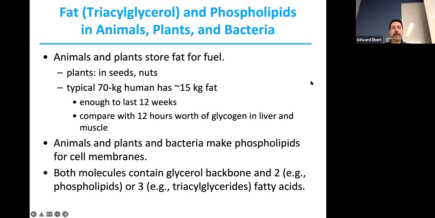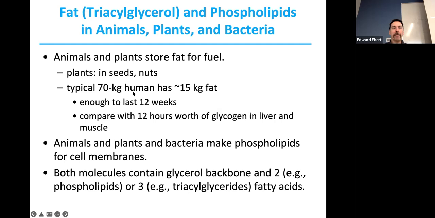All right, if we look at our triacylglycerols and phospholipids in animals, plants, and bacteria, then we get into another little topic area here. Okay, so where do we get these from? Seeds and nuts. It's like Dr. Ebert's morning breakfast. It's like nuts and berries now. I feel like I'm a foraging animal, right?